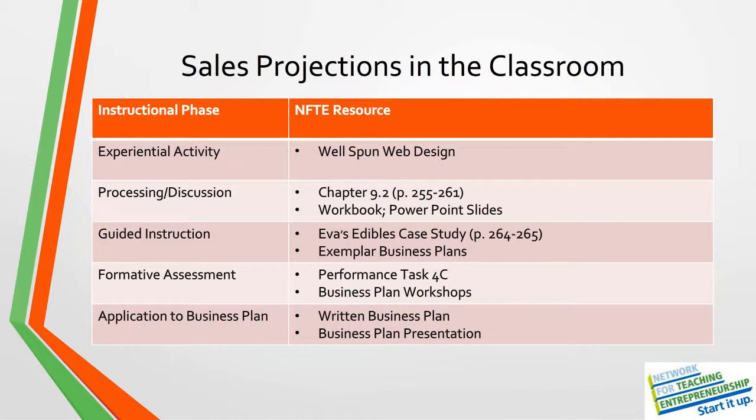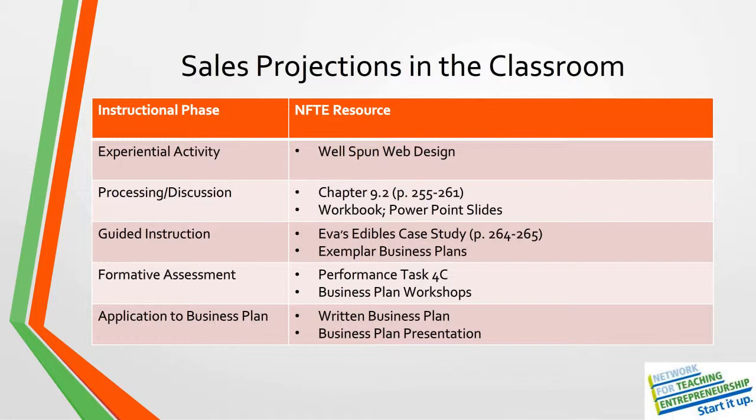In this unit of learning, the only required experiential activity is the magazine activity. But specifically for estimating sales, you may choose to use the Wellspun Web Design case study that we just reviewed. After that, you can review and teach content from Chapter 9, Section 2, using Nifty tools like the textbook, the chapter PowerPoint, and the workbook for additional practice. Next, guided instruction includes using case studies, or having students review student sample business plans, specifically the sales assumptions and projections section.